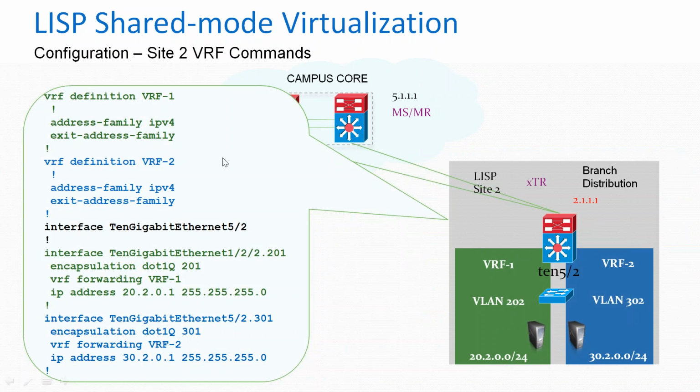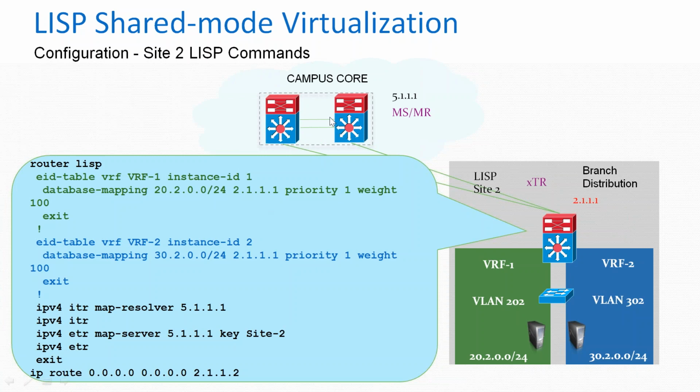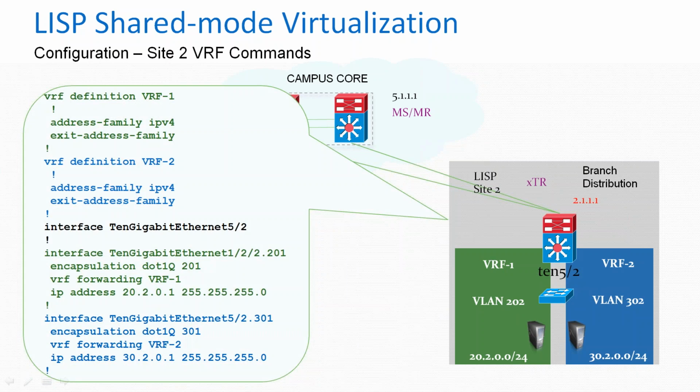Likewise, site 2 has the same type of configuration, but here the subnets are 20.2 and 30.2. No brainer, same thing. Then finally the configuration in the MSMR router. In the MSMR router, we'll do the same thing again, but here we have to add two sites. One is VRF site VRF1, the other is VRF site VRF2. The rest of the configurations are the same. So here we are mapping 20. Now this is the other site configuration.